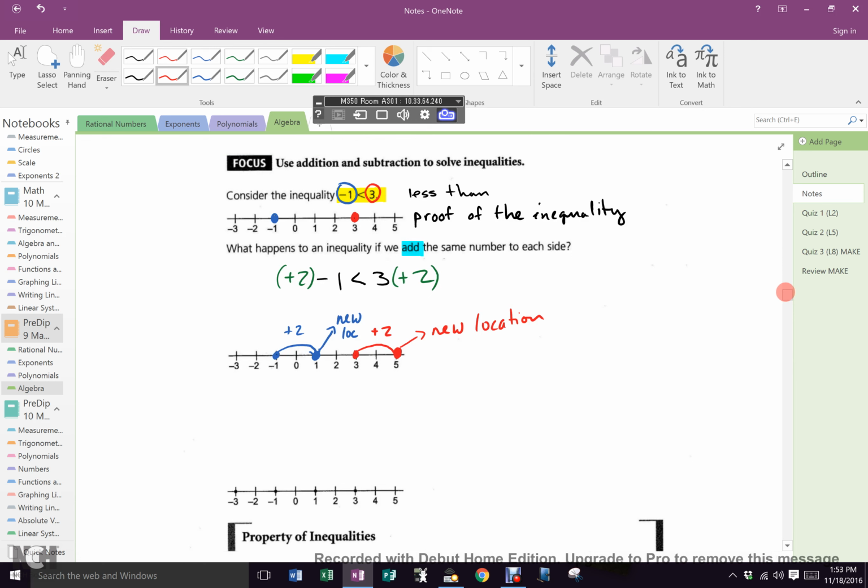Now, what is going to happen when we subtract? So what was our original inequality? -1 was less than 3. And this time we are going to subtract 2 and subtract 2. So I started at +3. Now I am subtracting 2. What direction is that? Left. Left 2 to a new location. Yes? Okay, what is happening with the blue guy? Goes to the left. Started there, goes left 2 to a new location. And what does that tell us?